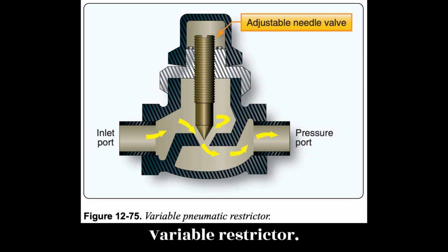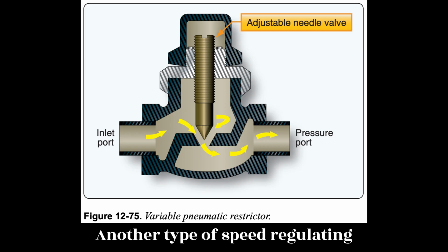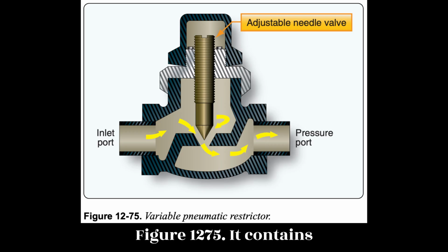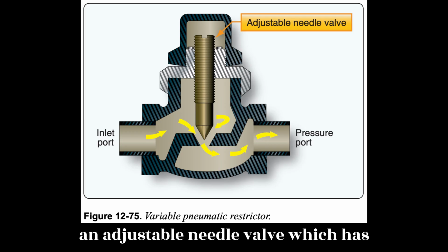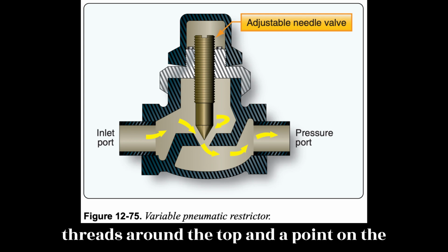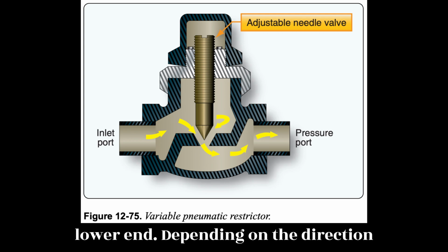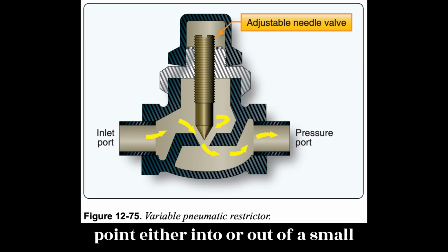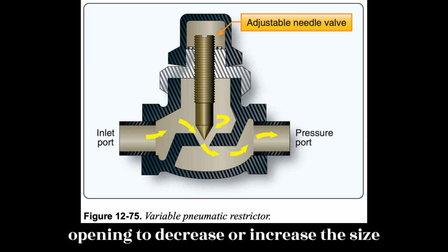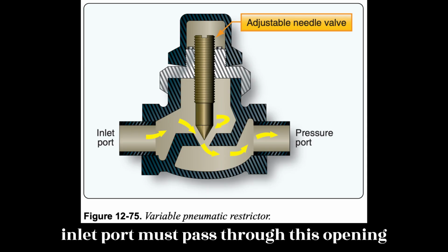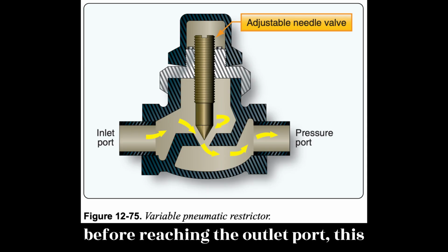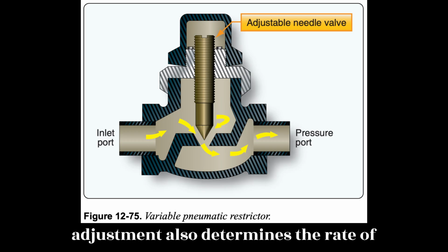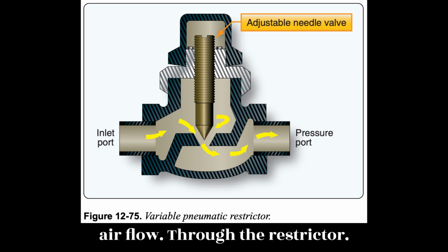Variable restrictor. Another type of speed-regulating unit is the variable restrictor, Figure 12.75. It contains an adjustable needle valve, which has threads around the top and a point on the lower end. Depending on the direction turned, the needle valve moves the sharp point either into or out of a small opening to decrease or increase the size of the opening. Since air entering the inlet port must pass through this opening before reaching the outlet port, this adjustment also determines the rate of airflow through the restrictor.